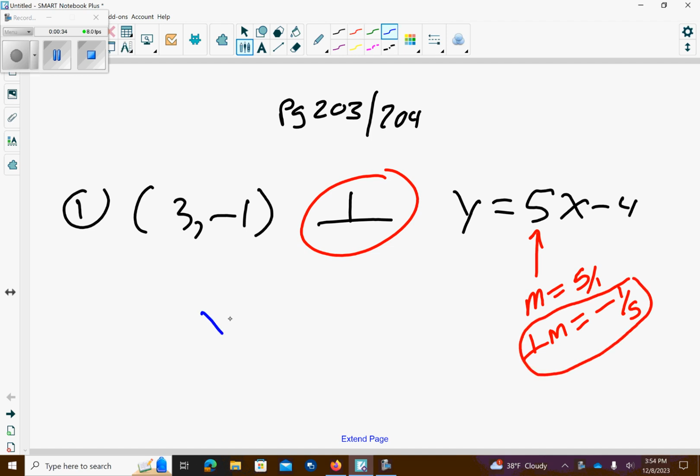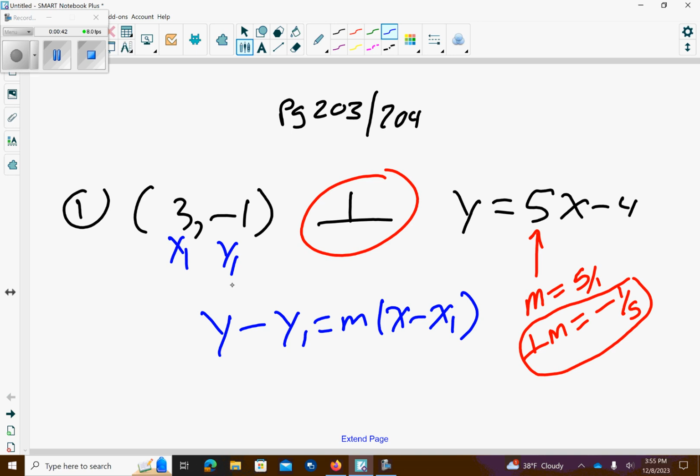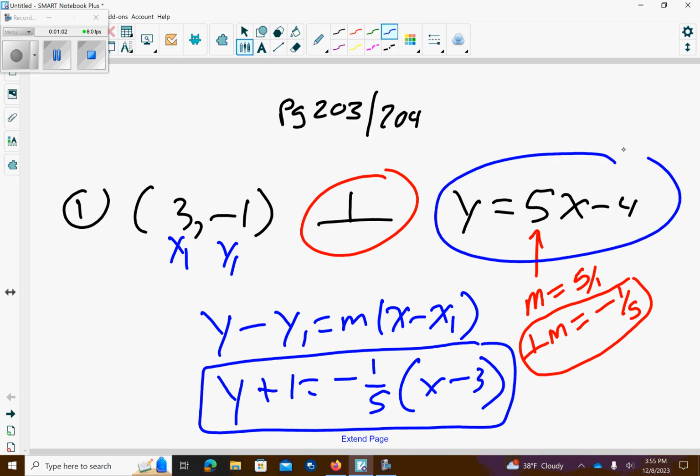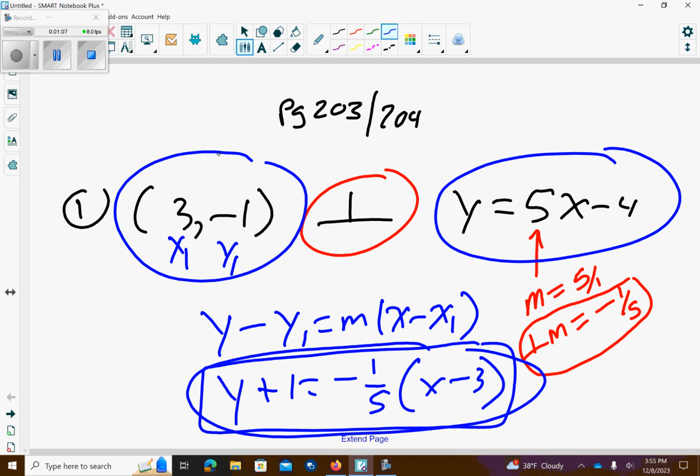From there, I'm going to plug into this equation. This is x1, this is y1. So I'm going to add, this is a -1, so it becomes a +1 here. My perpendicular slope I'm plugging in. This is a +3, so it'll be a -3. So this is the equation that is perpendicular to this equation. And this equation also contains this point if we had graphed it and looked at it.